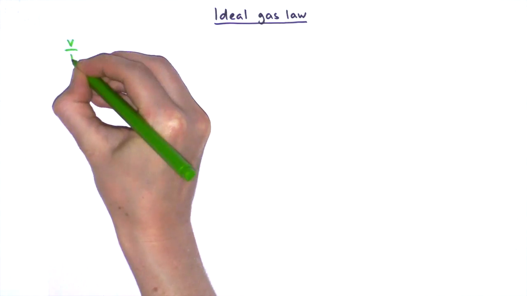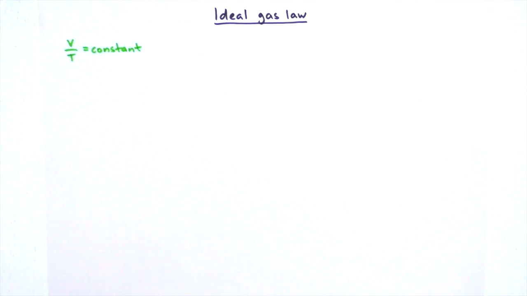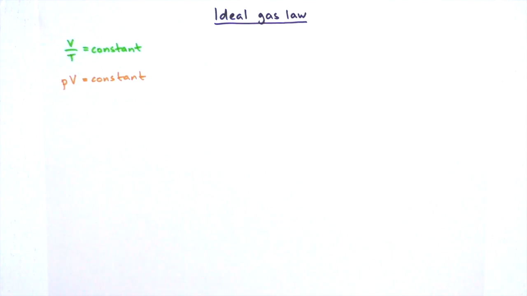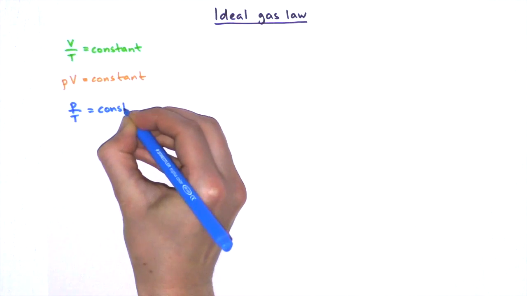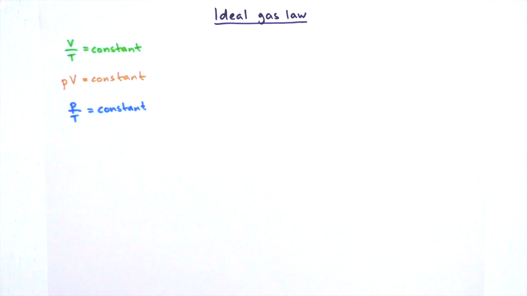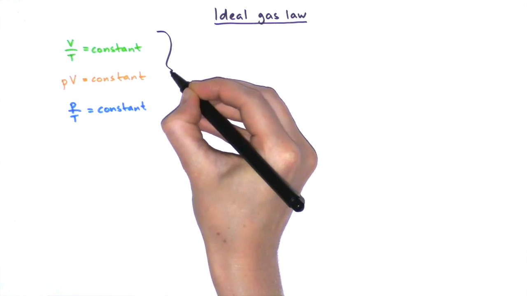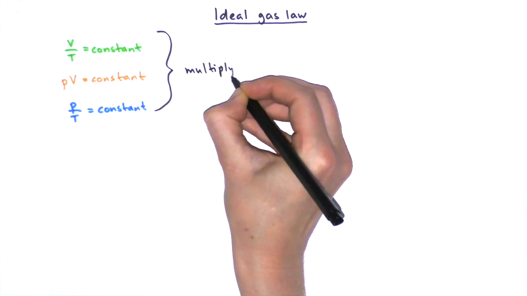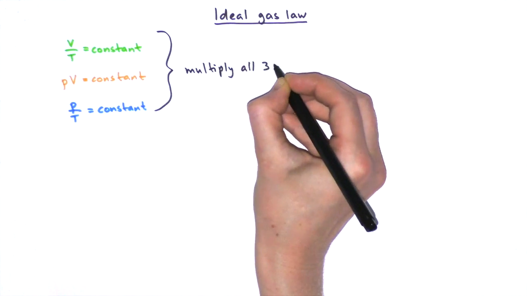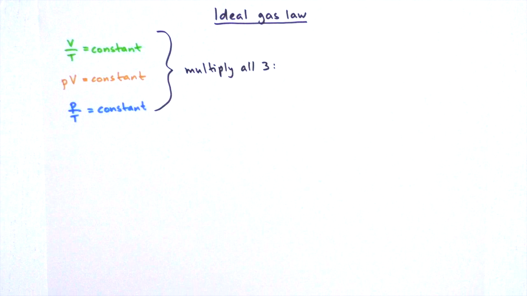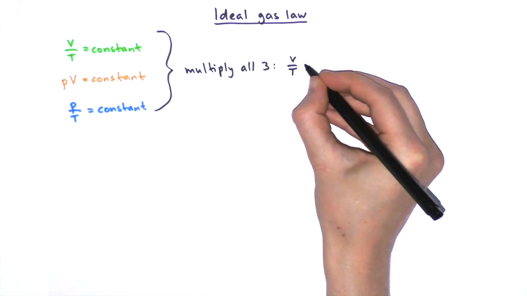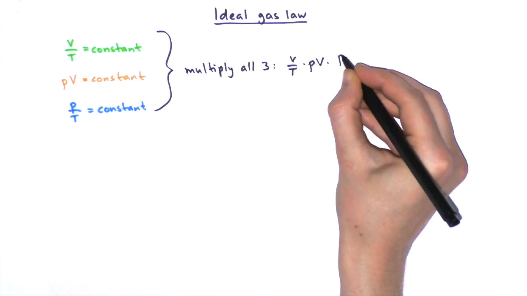So we'll first write them down again. So Charles' law was that V over T is constant. Boyle's law was that PV was equal to a constant. And finally the pressure law was that P over T is equal to a constant. So it's a bit tricky to combine all of these, but one thing we could do is to multiply them by each other. So we've got three equations. We can multiply the left-hand side by each other and the right-hand side by each other. So on the left-hand side, we're going to get V over T times PV times P over T.